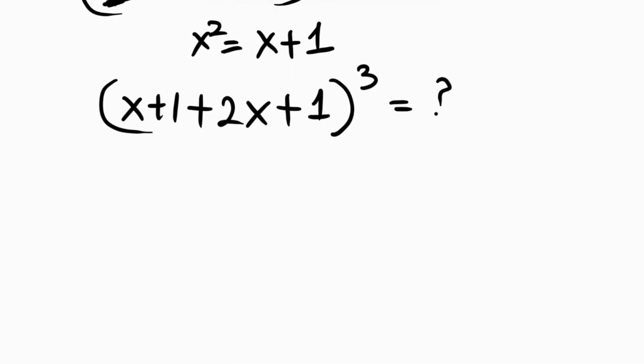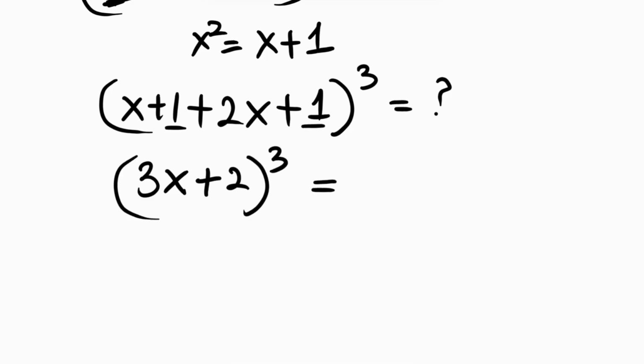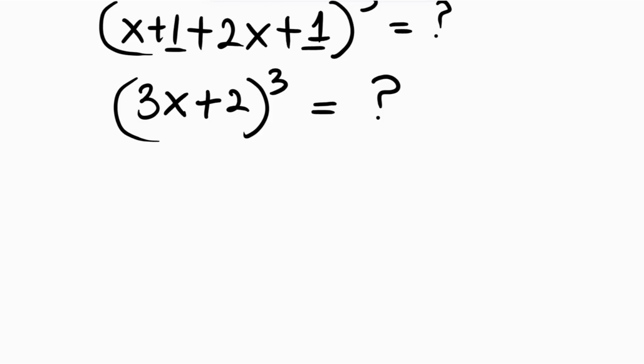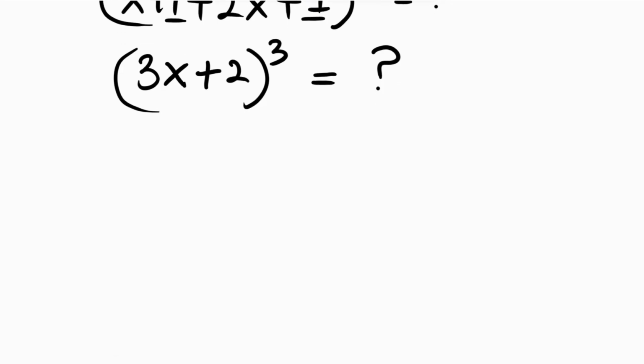Okay, so 2x plus x will give us 3x. 1 plus 1 will give us 2, raised to the power 3. So now we have (3x plus 2) raised to the power 3. Okay, so how do we simplify this further? We can rewrite this in this form.